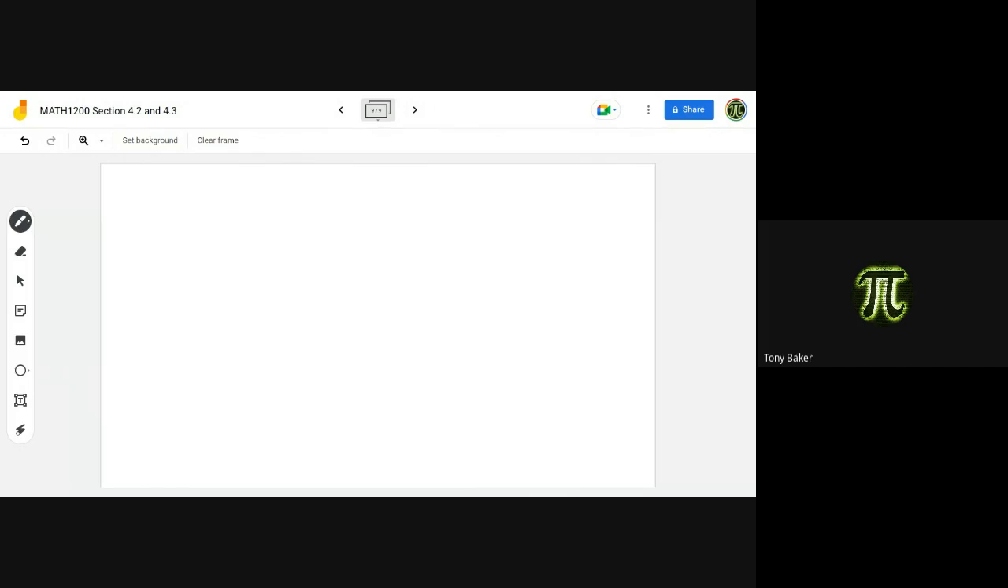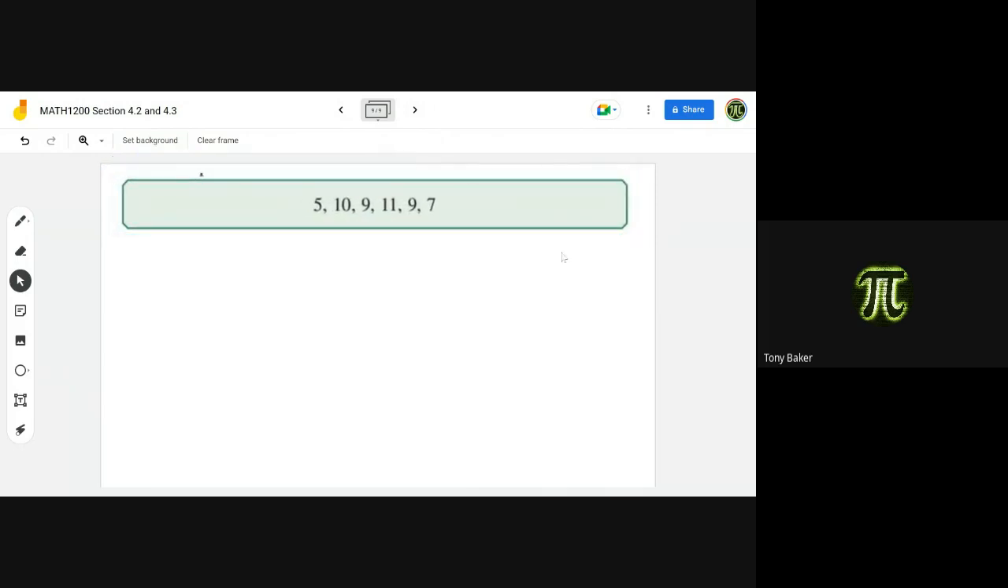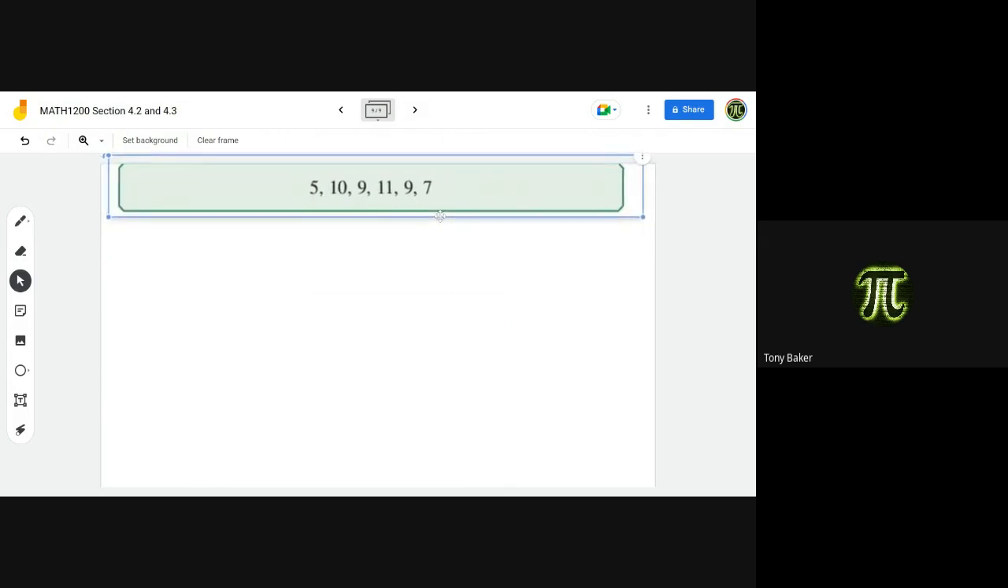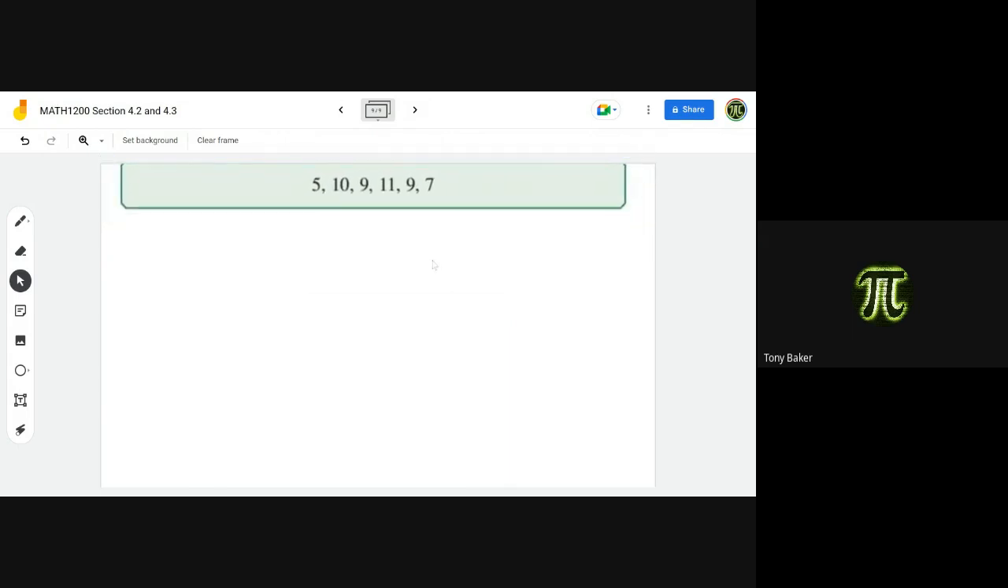Wait, what? You said we're doing variance right now? Yes. Okay. All right. So we're going to look at this set of numbers. Yes, there's only a few numbers on purpose, because the process actually is a longer one, and one that I'm not going to have you do by hand, except for right now.